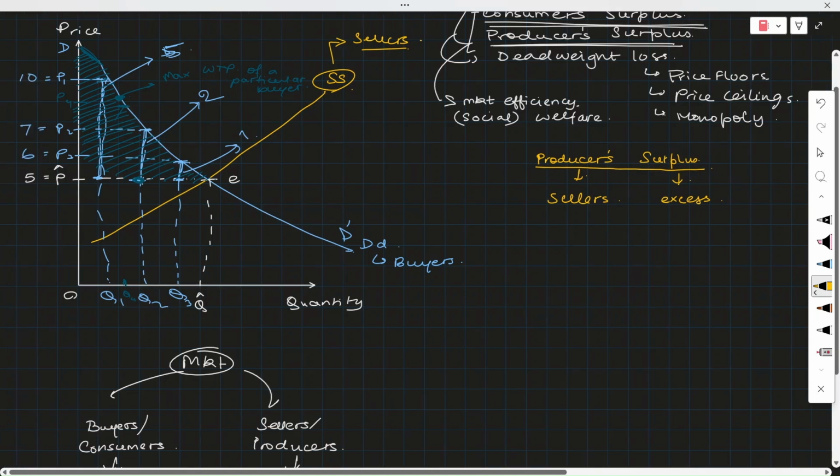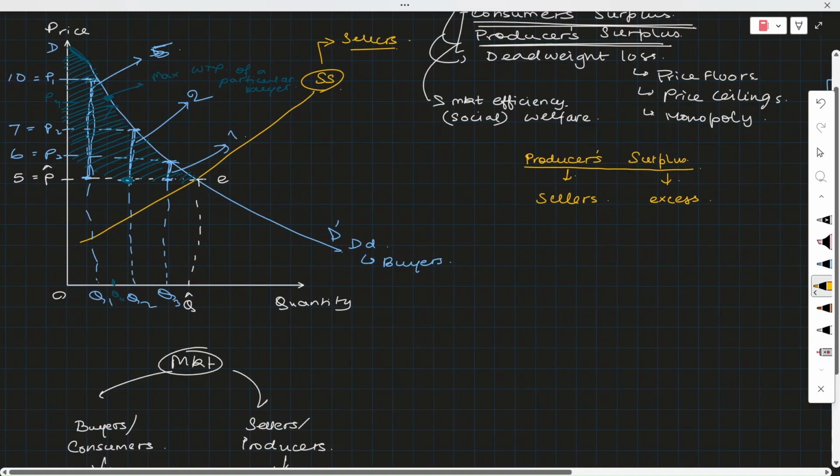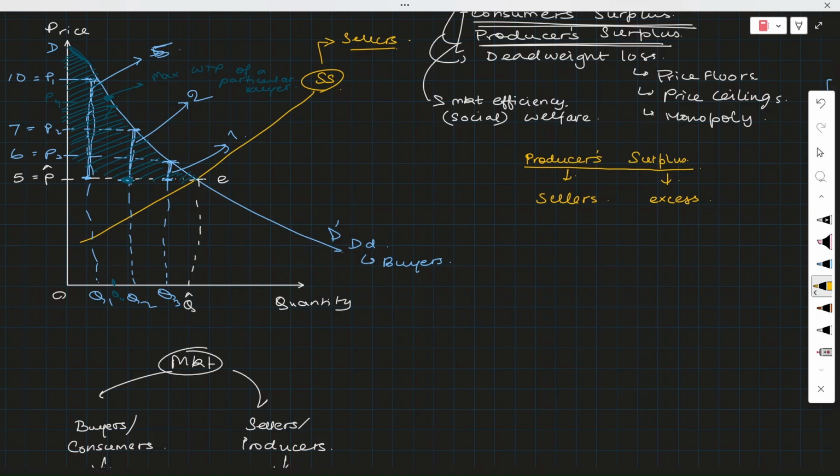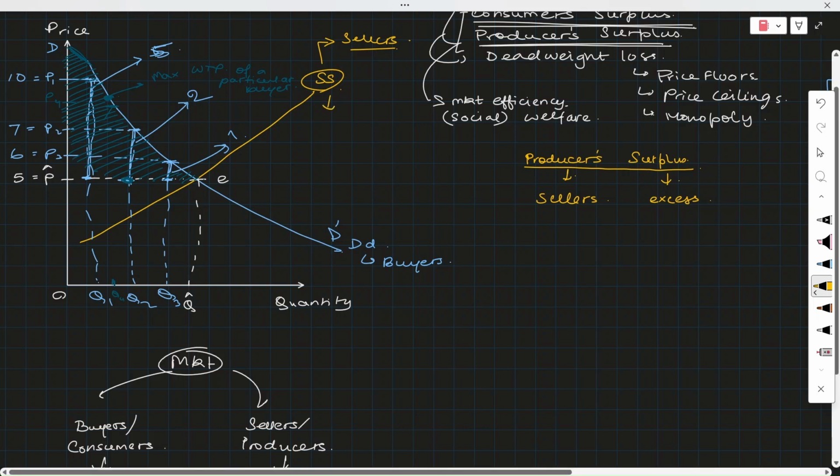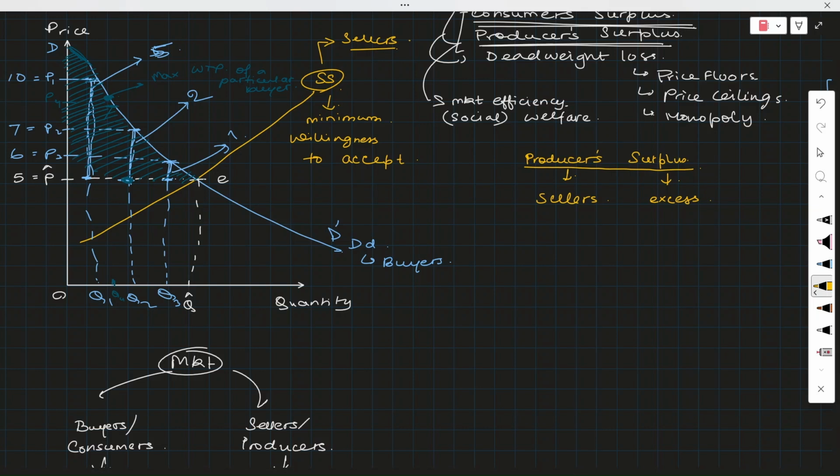Now why is the seller having excess? In this case, it's basically the mirror image. Remember we talked about maximum willingness to pay for the demand. Here we'll be talking about minimum willingness to accept. The buyers pay money, so they are willing to pay, and the sellers accept money, so they're willing to accept. The supply curve shows the minimum willingness to accept.